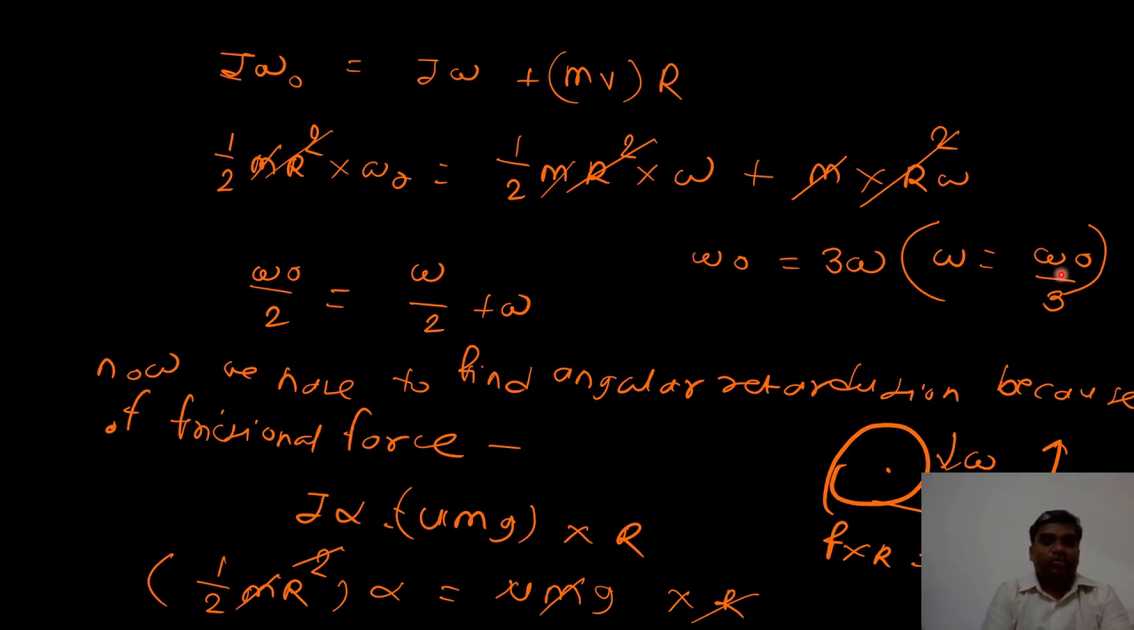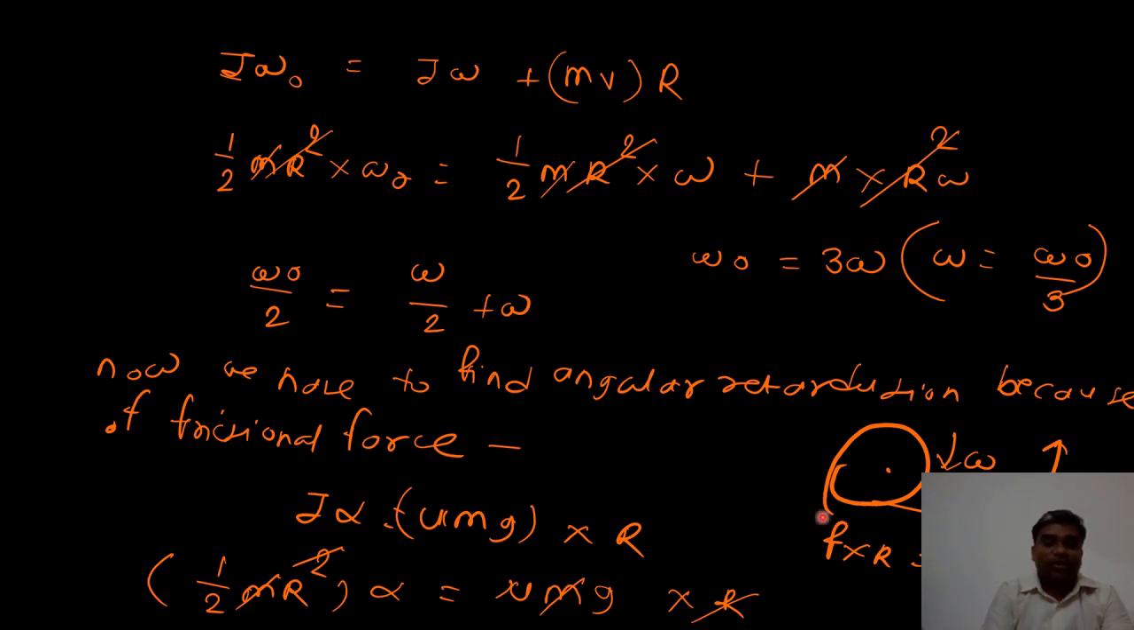Now we have to find out the angular retardation because of the frictional force. We are seeing here the angular velocity decreases. Now what is the reason? The reason is the retardation caused by frictional force. This frictional force will produce a torque which acts anti-clockwise, and the body is moving in the clockwise direction.